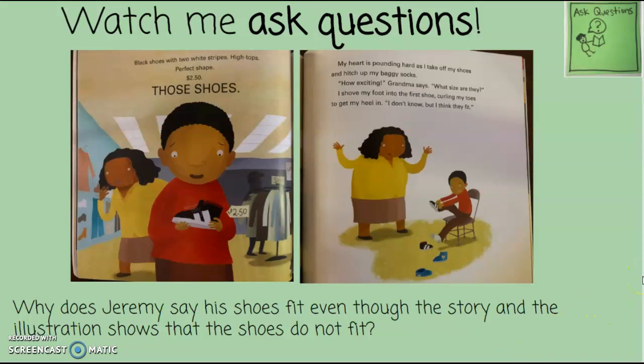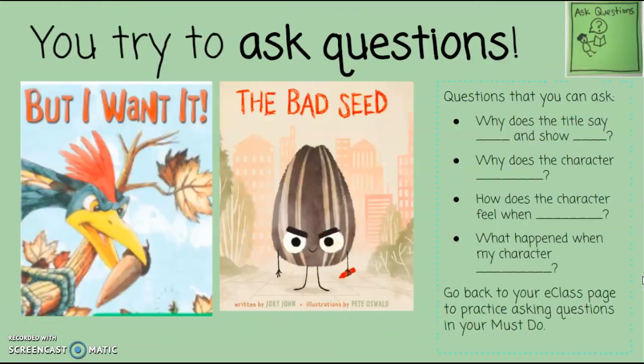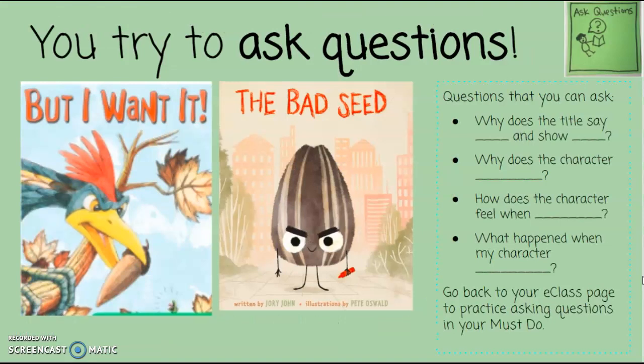So I'm thinking out loud to myself, but this is what I would jot down on a sticky note or in my notebook as I'm reading. Like, why does he say these fit and they really don't? So that's what good readers do. They're asking questions about the character. Why is Jeremy saying this? He's the main character.